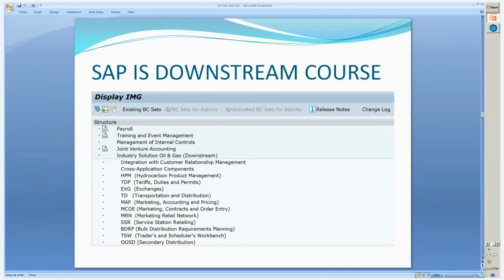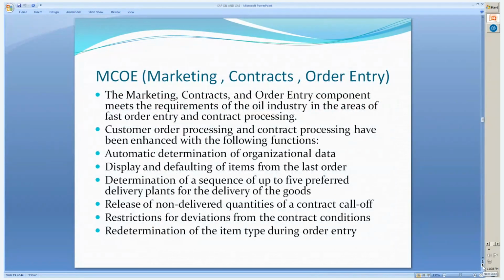All these are the individual components which you need to understand: what the control data are, how to customize them, and how they will integrate with the overall end-to-end process. That means right from sales order to billing, account determination and posting, how all these are going to work. So that is the scope of the learning. Let's go to the individual components briefly.